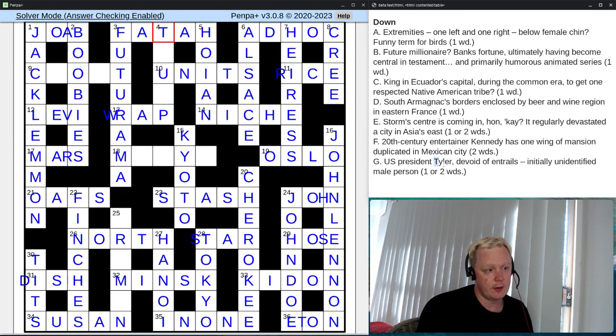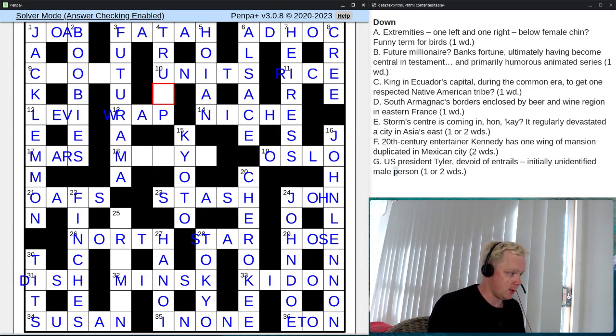So Tyler devoid of entrails. We remove the entrails. We remove the insides of Tyler. We're left with T and R. And then initially, now this indicator applies to the following words. So U, M, and P. The initial letters of these words gives Trump. TR plus UMP is Trump. And that is the name of a US president.